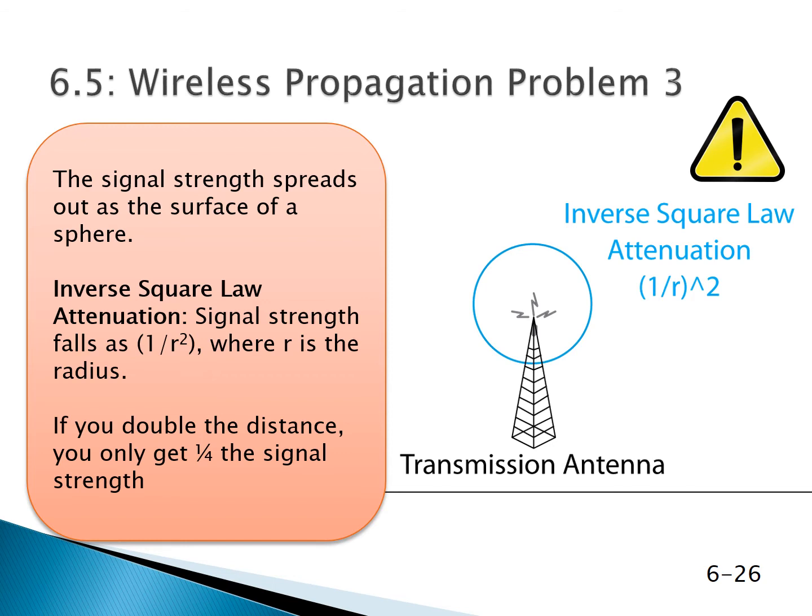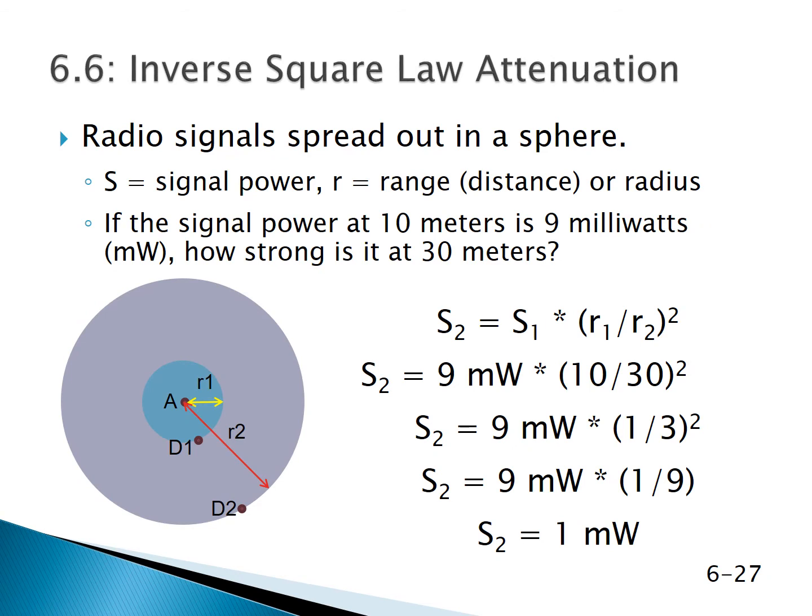So if you double the distance, you only get 1/4 of the signal strength, right? That's why it's not linear. The relationship is square. So the further we get away from the access point, our signal will become exponentially weaker. The radio signal spreads out in a sphere, as we said.